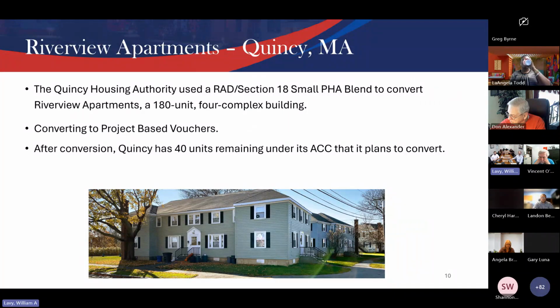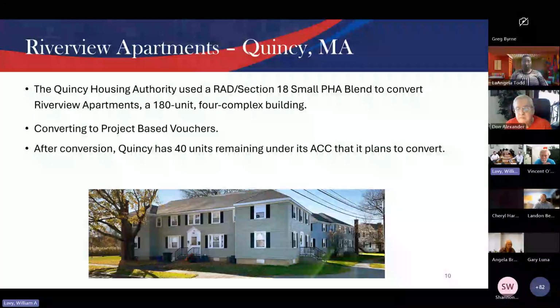So there are a couple of ways we're seeing PHAs utilize this type of RAD conversion for what we consider our small PHA cohort, those that are 250 units or less in the public housing program. One way we're seeing PHAs approach this type of RAD conversion for a small PHA cohort is converting to stabilize the project. The project's physical needs have been recently addressed, usually either with public housing or other funding sources.